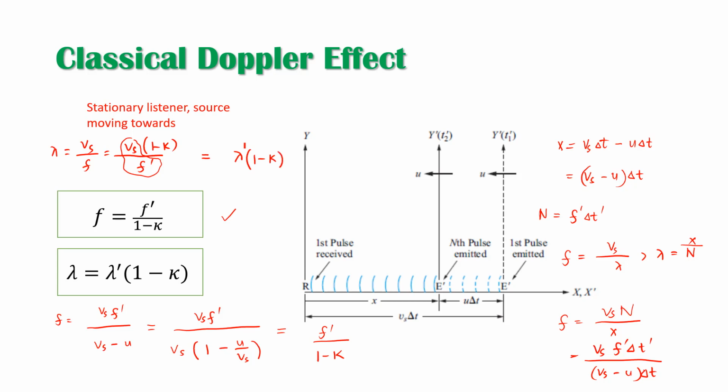Okay, so here we can see that for a stationary listener and a source that is moving towards the listener, the frequency as heard by the receiver is always greater compared to the actual frequency, and lambda is always lesser compared to the actual wavelength. So this is for the stationary listener, and the source is moving towards the listener.